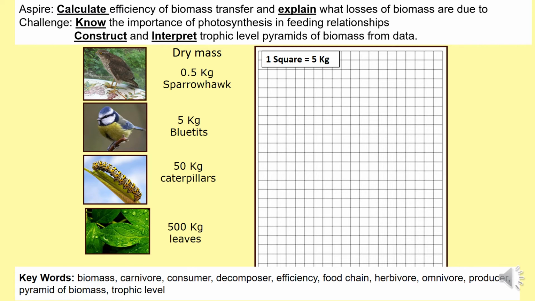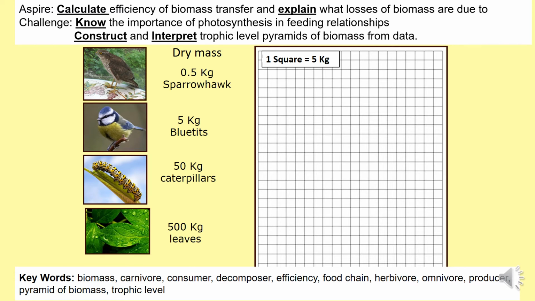Now, we're going to just practice for a second because this is not complicated. We have got one square on this particular piece of graph paper signifying 5 kilograms. We have to draw a box as the first trophic level to represent 500 kilograms of leaves. So 500 divided by 5 gives us 100 squares, and on that 100 square box we would write leaves, and that would represent the first stage.